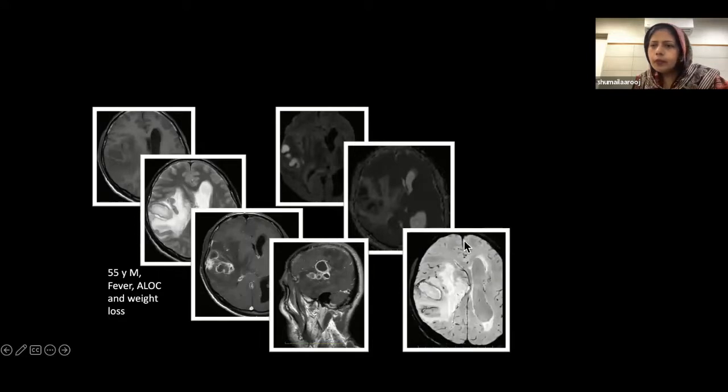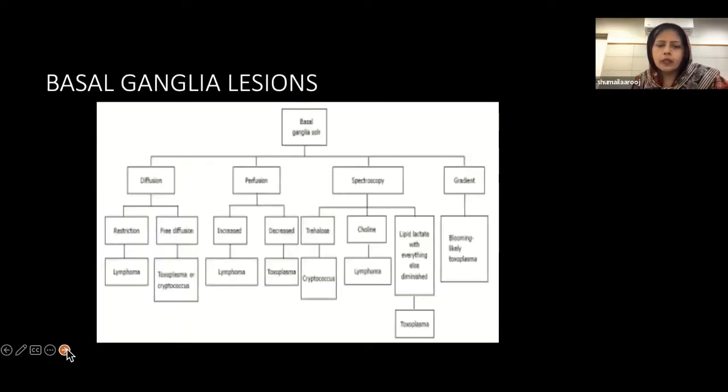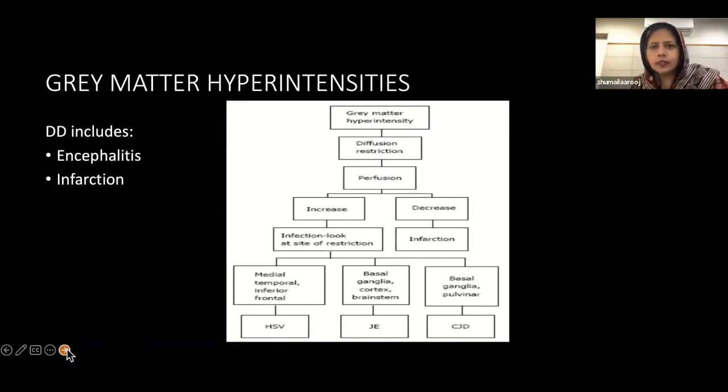So these are the susceptibility weighted images, and you can see that there is a compressed rim along this large abscess. So this was a case of bacterial abscess. So these are flow charts which I have just kept, if you want to characterize different basal ganglia lesions on the basis of diffusion, perfusion, spectro, and gradient. They are available on the internet everywhere. Similarly, if you have gray matter hyperintensities, you have to categorize between encephalitis and infarction. How will you differentiate between different? You can keep these flow charts with you.